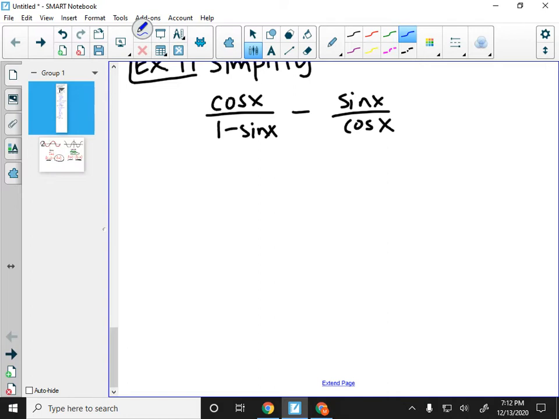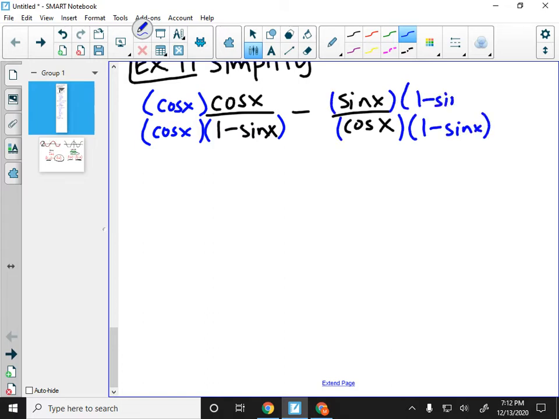So I'm going to say, well, there's not an easy way to get a common denominator besides I'm just going to multiply the top and the bottom of this first fraction by the denominator of the other one, so by cosine. And I'm going to multiply the top and the bottom of this second fraction by the denominator of this first fraction, because that should give me one fraction. I'm not going to multiply out the denominator, so that'll be cosine x times 1 minus sine.